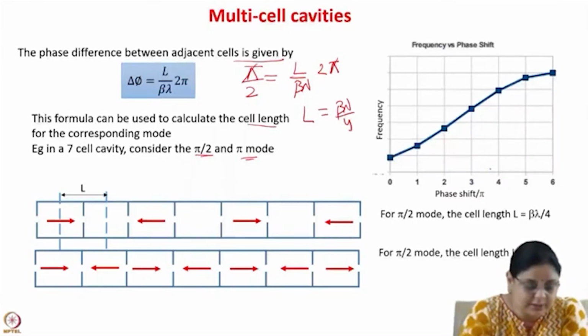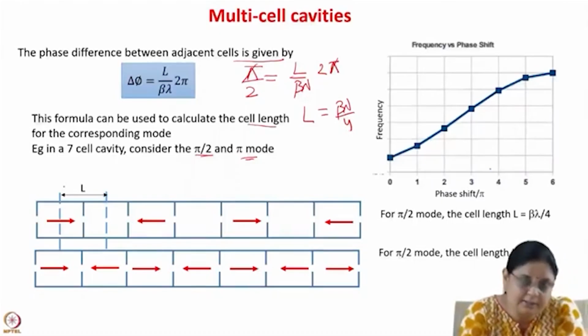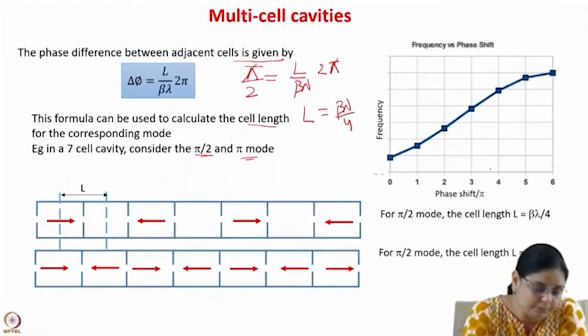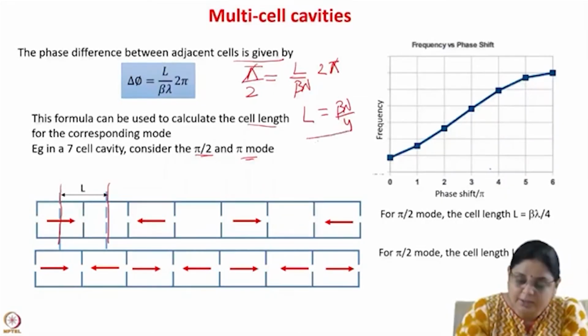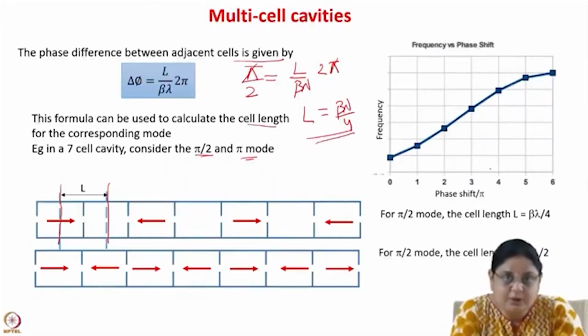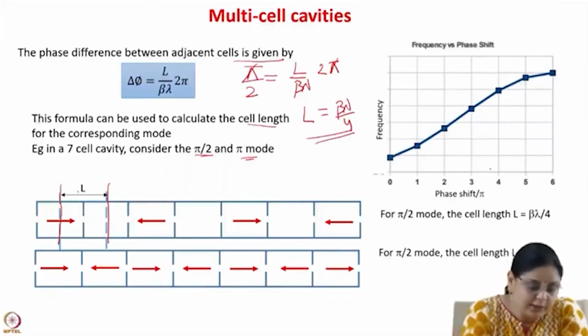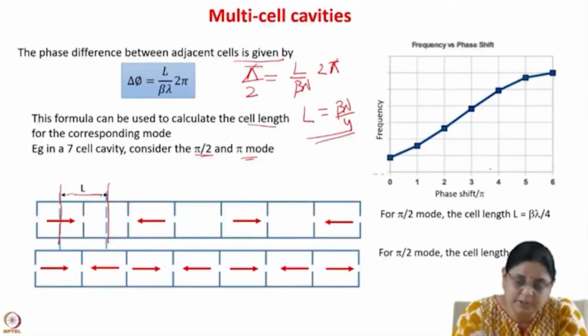In other words, what is the cell length? Cell length is the length of one cell. You can take the distance from the center of one cell to the center of the next cell. If you calculate the cell length, it is equal to beta lambda by 4. So if you want to operate it in the pi by 2 mode, the cell length should be equal to beta lambda by 4.